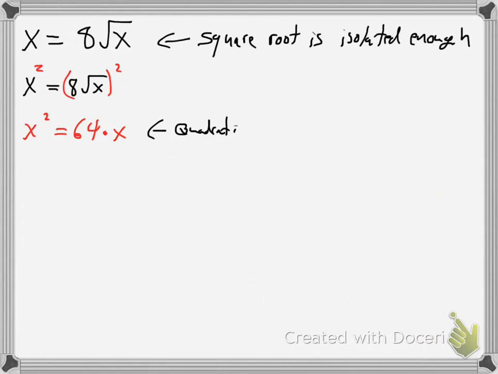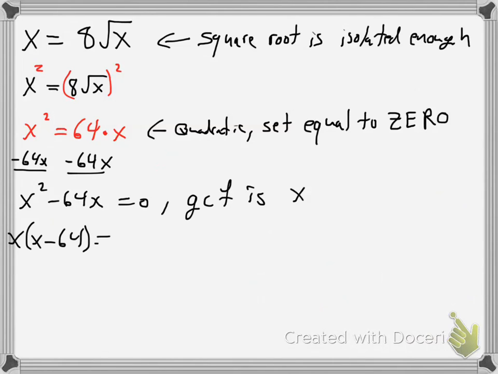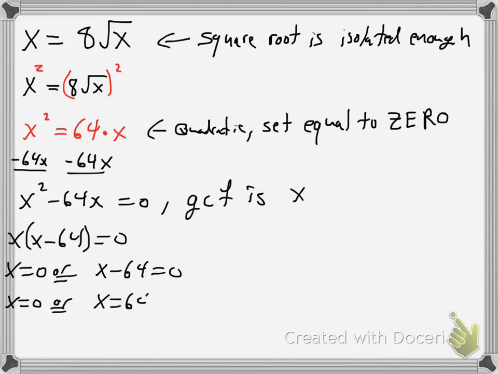This is a quadratic. Most of the time we set it equal to 0, and that's what we're going to do here. So I'm going to subtract 64x from both sides. X squared minus 64x is equal to 0. GCF is x, so we factor an x out. And then we set each factor equal to 0, and we get x is equal to 0, or x is equal to 64. I'm going to go ahead and check.